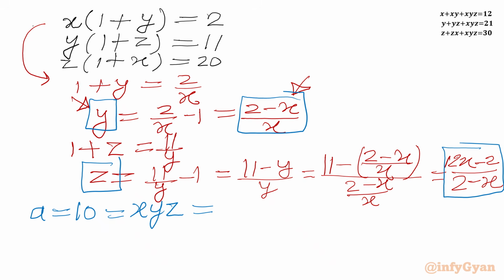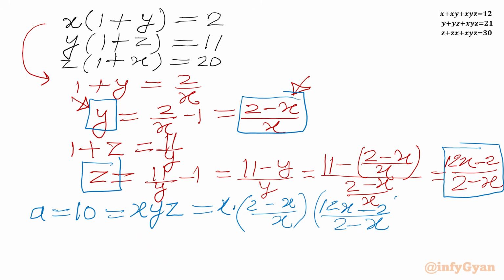Let's write x as it is. Y is (2 minus x) over x. Then we have z in terms of x, (12x minus 2) over (2 minus x). Now we can cancel x with x from numerator and denominator, and 2 minus x with 2 minus x.